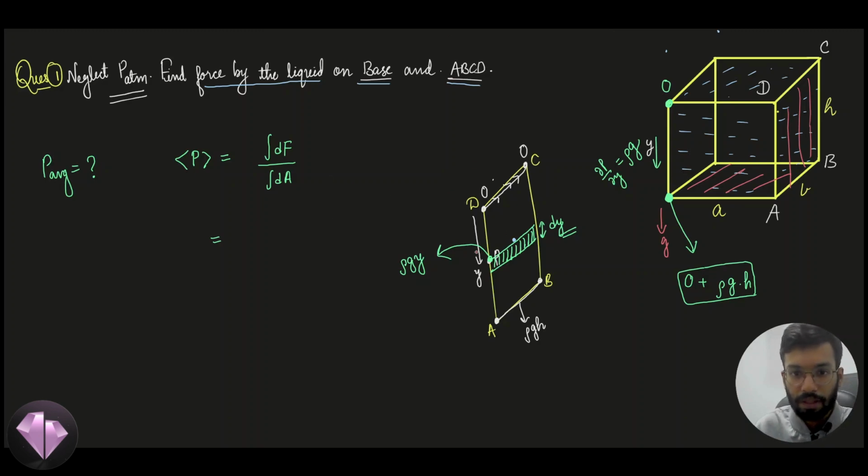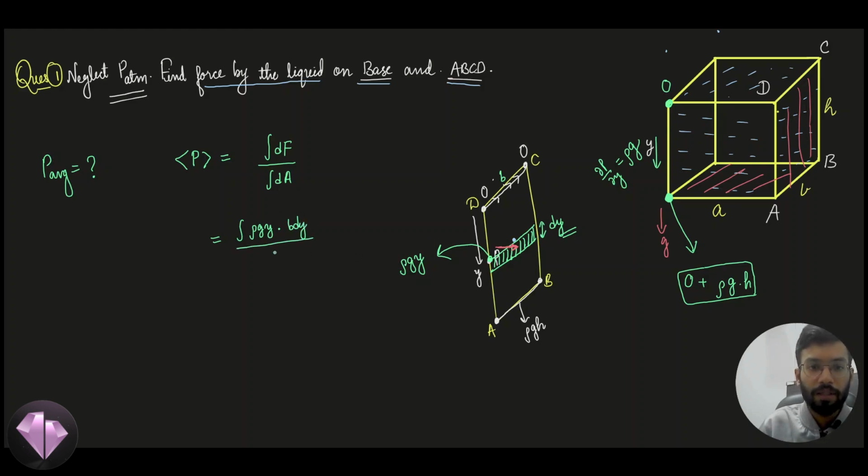Basically the liquid is applying a force this way. So what is that small dF? dF is integral P dA. What is the pressure? Rho g y, the pressure at that point, into its area. What is its area? This length is given to me as B, so the area would be B into dy. Correct?